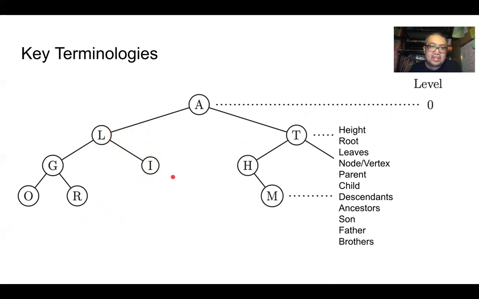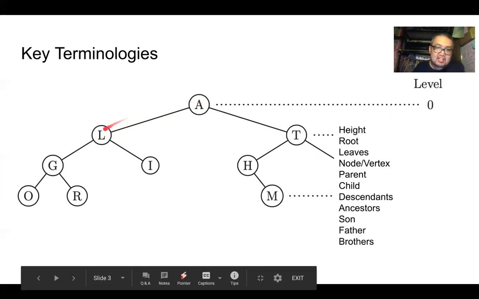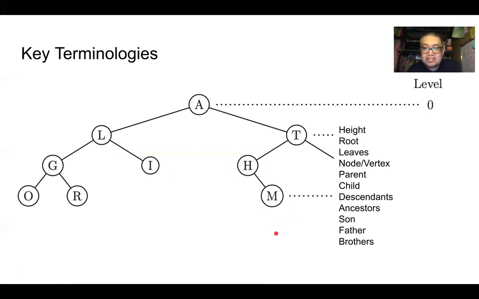And at the same time, we have the term child, which is basically the opposite of the term parent. The child nodes of node L are G and I. M is a child node of H, and so on. The definitions of descendant and ancestor are pretty obvious. The descendants of A are all these vertices, all these nodes. The descendant of H is M. Ancestor is basically the opposite of the term descendant.